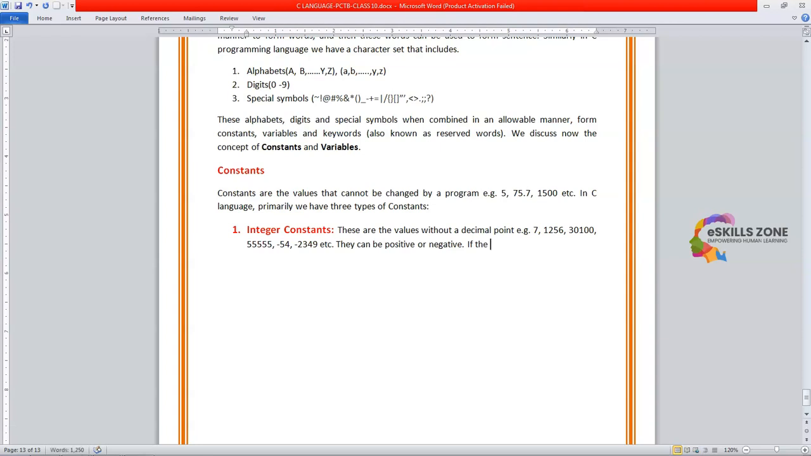If the value is not preceded by a sign, it is considered as positive. Next type of constant is real constants.